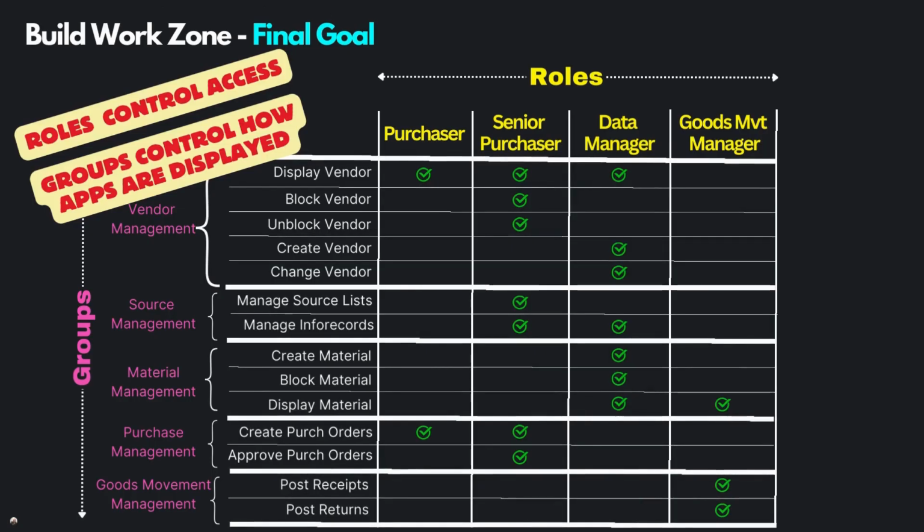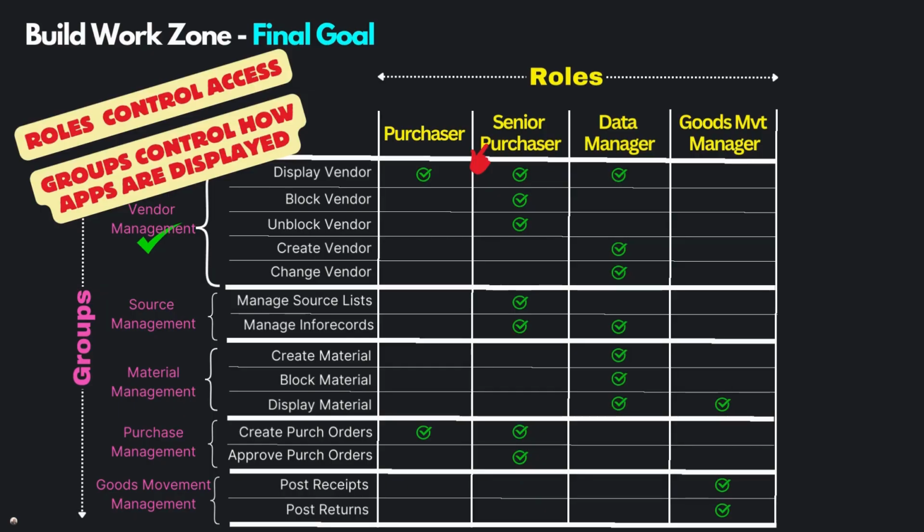This means that as an end user, you may see a particular group when you enter the business site, but you may not necessarily see all the apps within the group. This is because you are missing authorizations for that particular app, right? As an example, if I'm assigned to the role of senior purchaser and I log into my business site, I'm going to see a group called vendor management.